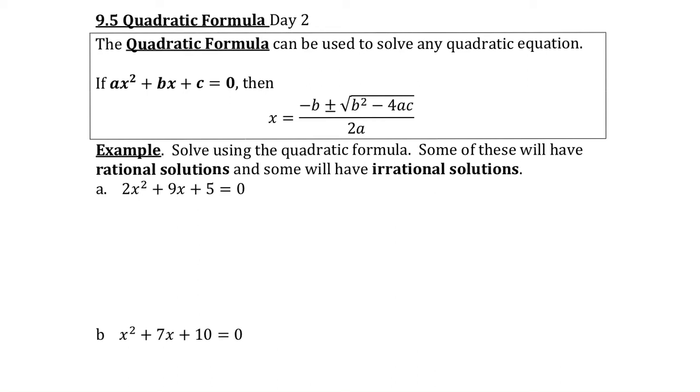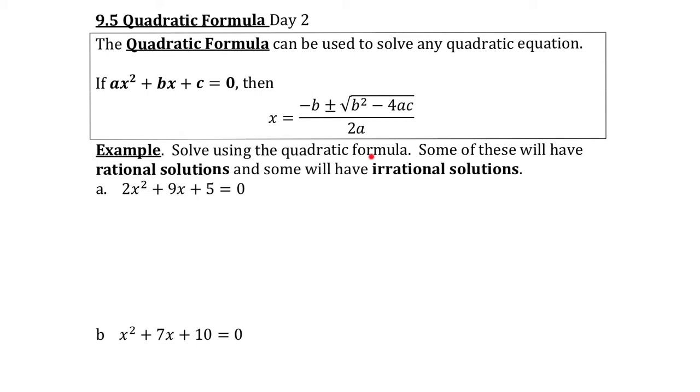In 9.5, we are going to continue to use the quadratic formula. This is the same as last section, so you don't have to copy it again. But if ax squared plus bx plus c equals 0, then x equals negative b plus or minus the square root of b squared minus 4ac, the whole thing over 2a.